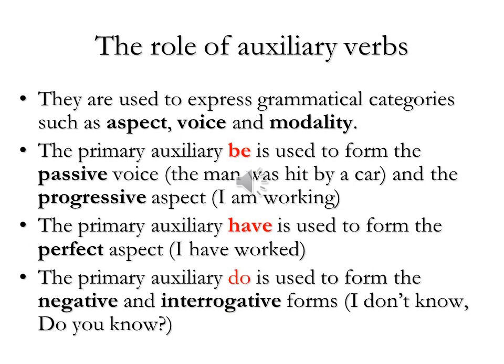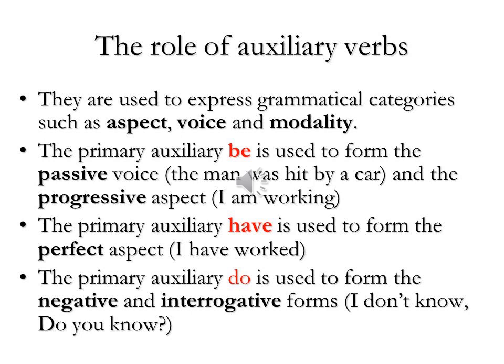In this slide, we will see the role of auxiliary verbs to express grammatical categories such as aspect, voice, and modality. Now look at the examples given in the brackets. The first one is related to the primary auxiliary be. The man was hit by a car. This sentence is in passive voice and in place of be, we have used the word was. The next sentence is I am working. This sentence is expressing the progressive aspect, means this sentence is expressing present continuous tense and am is used in the place of the word be.